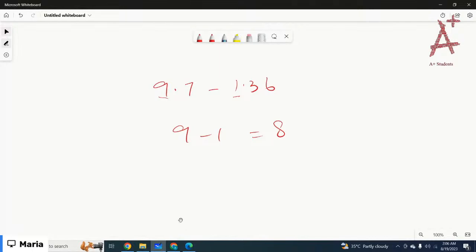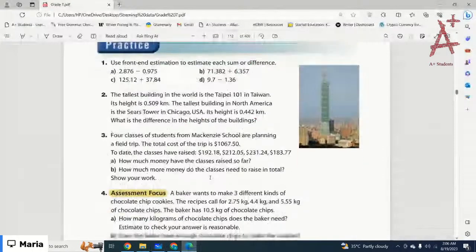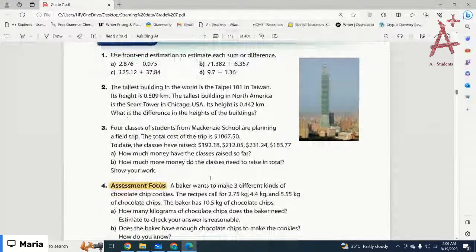Okay, let's start with the next question. The tallest building in the world is the Taipei 101 in Taiwan. Its height is 0.509 kilometers. The tallest building in North America is the Sears Tower in Chicago, USA. Its height is 0.422 kilometers. What is the difference in the heights of the buildings? So you have to find the difference between the heights of both the buildings. So just subtract them. 0.509 minus 0.422.